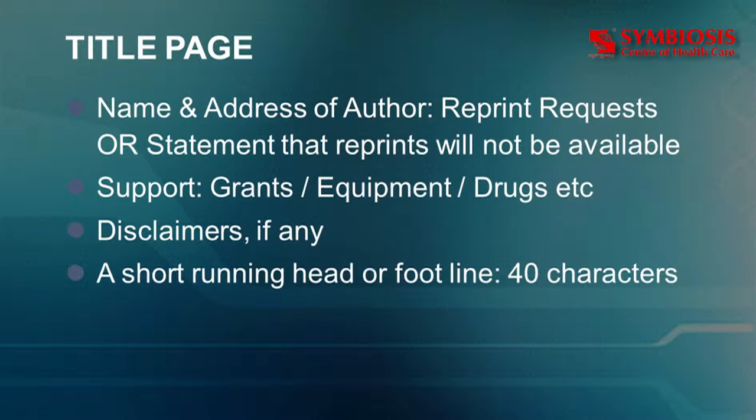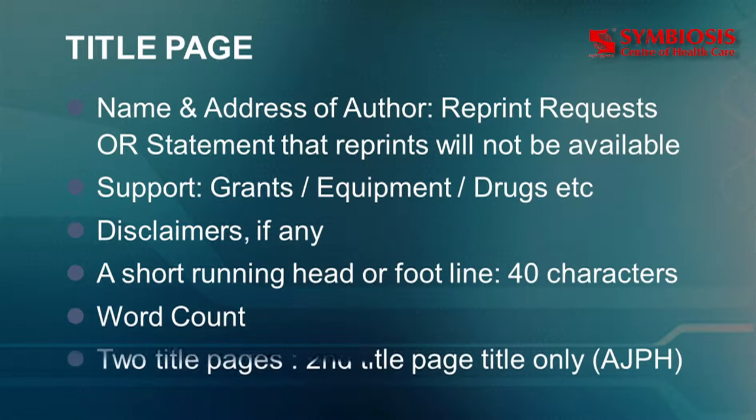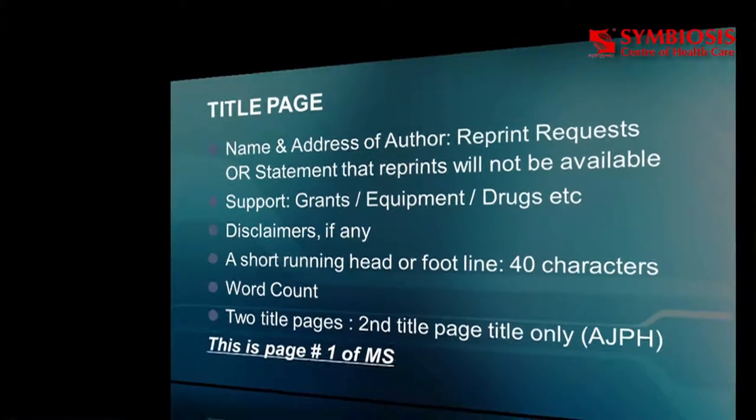You also need to provide the word count, because generally journals will ask for a limit like 4,000, 4,500, or 5,000 words. Different journals have a variable word limit, and therefore the word count is critical and needs to be mentioned. Some journals, like AJPH, have a second title page where you provide only the title of the article. And please remember, this is the first page of your manuscript.